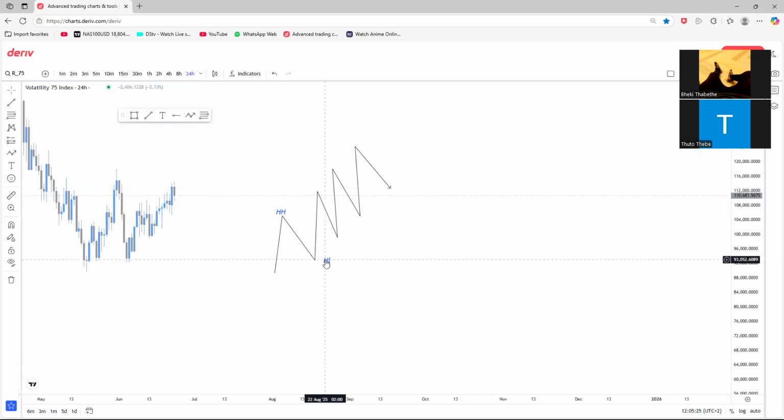Then obviously this is a higher low, right? It's low, but it's higher compared to the previous one, right? So this one, and that one is higher than the previous one. And that's what we actually call a higher low, right? It's higher than the previous low.